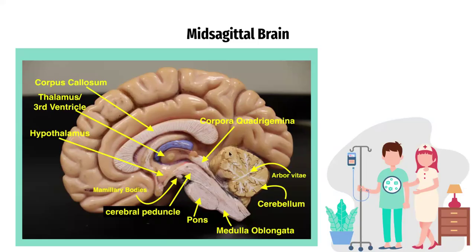Now, going back to the cerebellum again, you'll see that you have these white little branches within your cerebellum. These white branches are called arbor vitae, which means the tree of life. And so that was another really great way to help remember it.